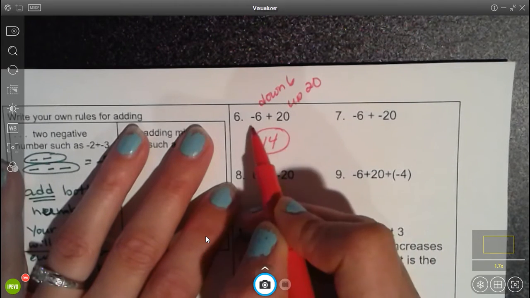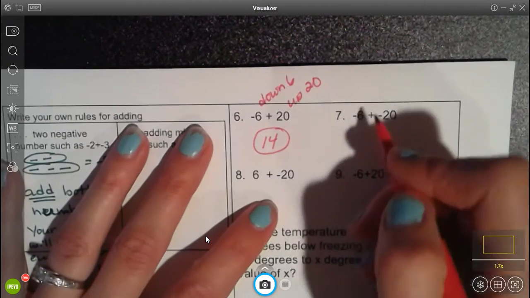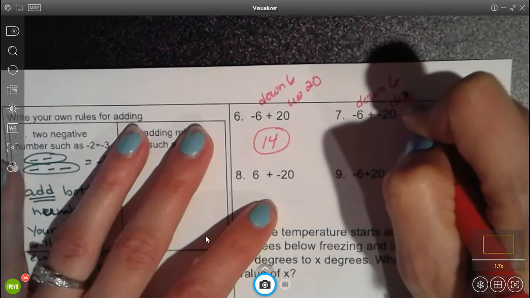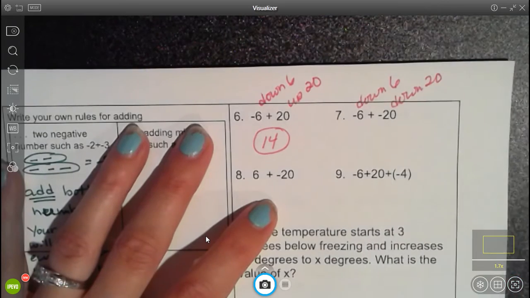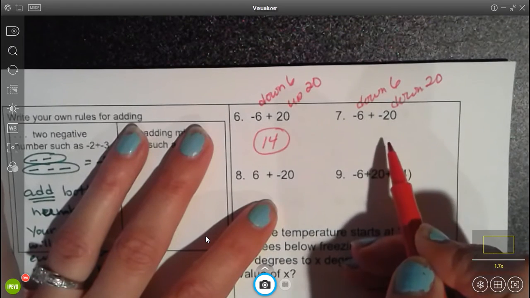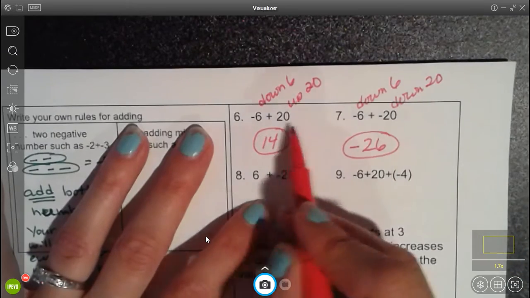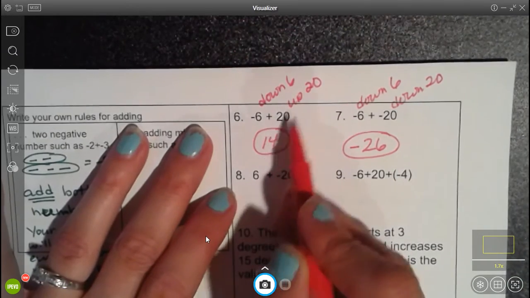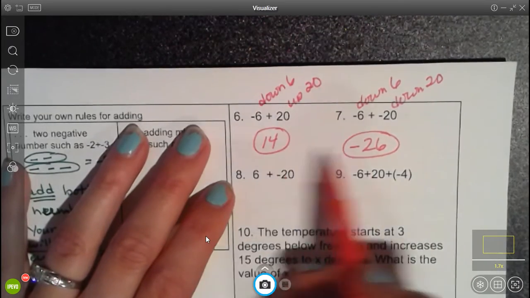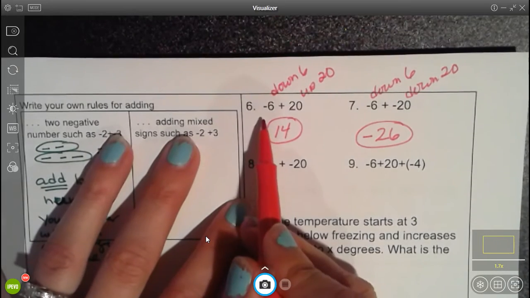Do you also notice what we're doing when we have the mixed signs? We'll talk about that in a second. Here, this is down 6 and down 20 more. So if you go down 6 stairs and then down 20 more stairs, you would end up at down 26 stairs. There's no canceling out like you had here. When you have mixed signs, you have this canceling out that occurs. When you have like signs, you do not. Now this is different than the one above it.